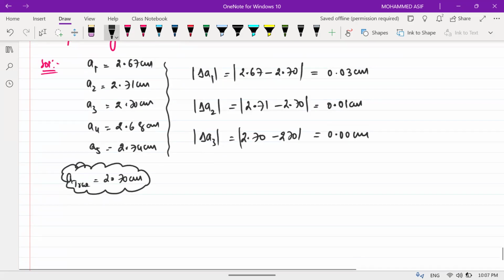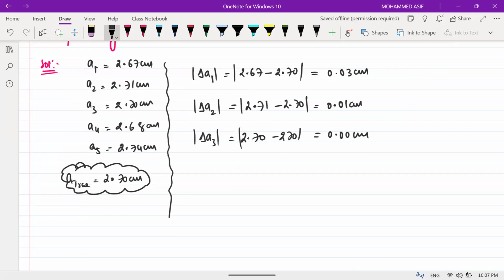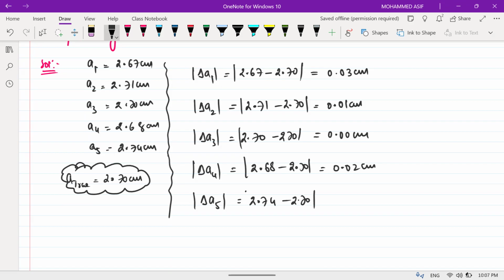The same way, delta A4 is equal to mod of 2.68 minus 2.70, so that will be approximately 0.02 centimeter. The same way, delta A5 is equal to 2.74 minus 2.70 in terms of magnitude, that is 0.04 centimeters.